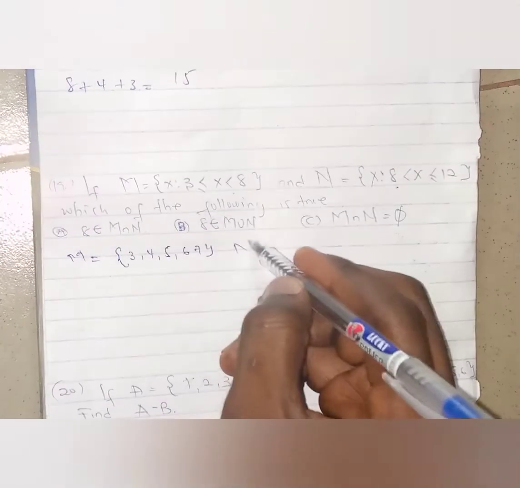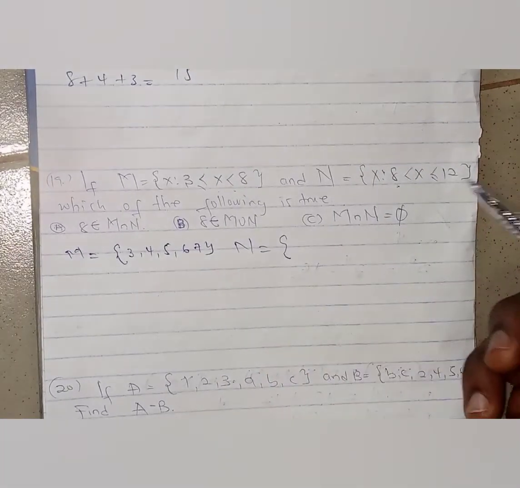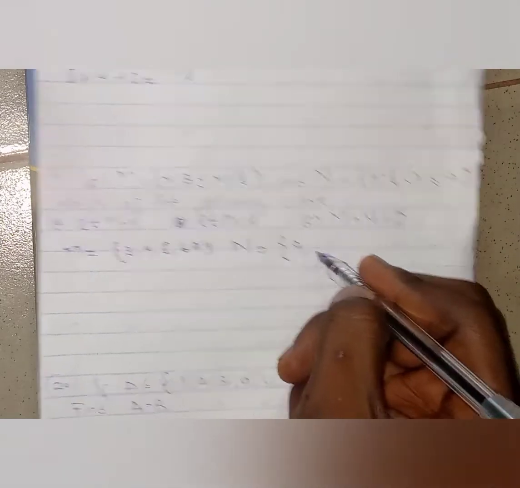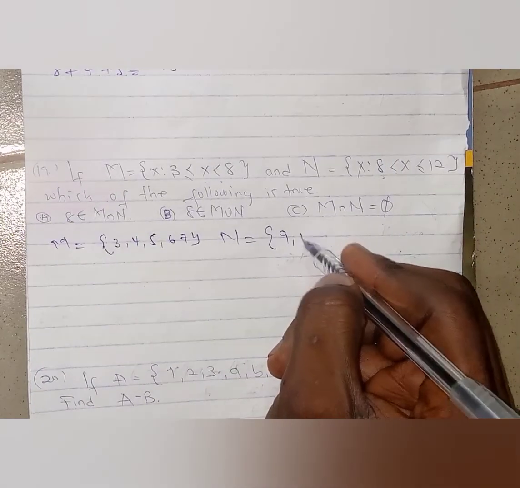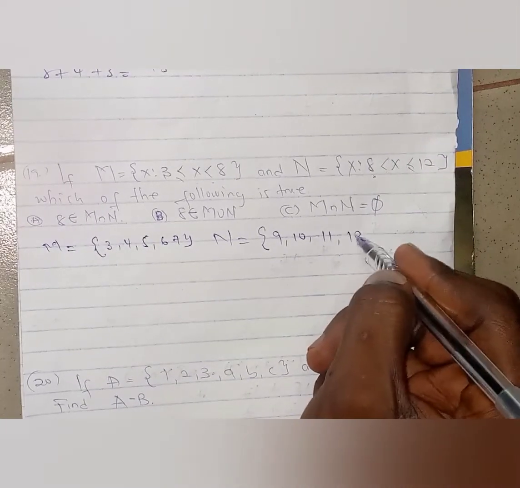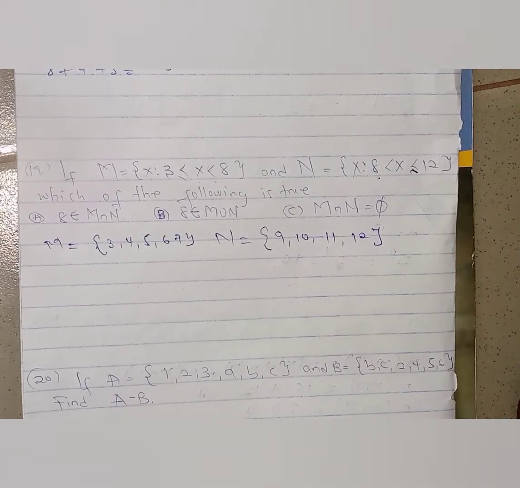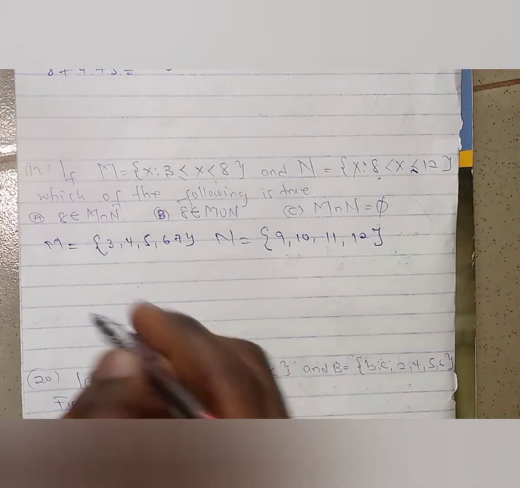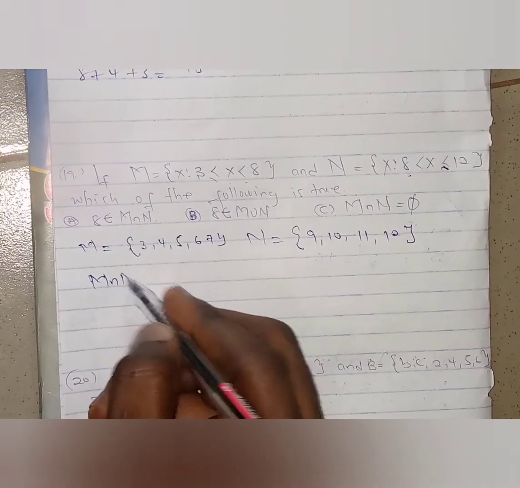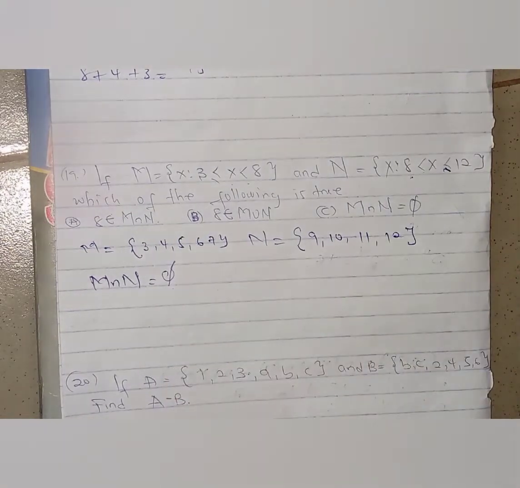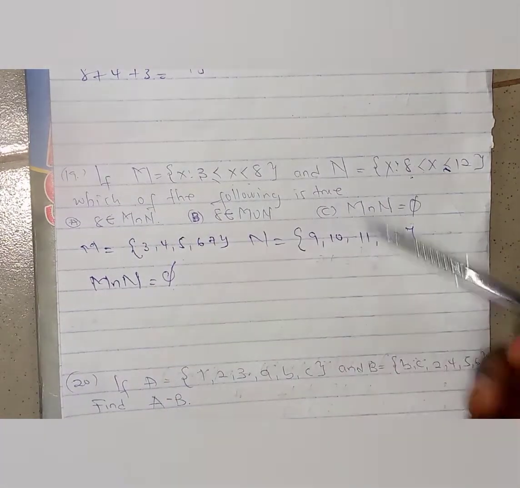So for set N, from 9 up to 12: 9, 10, 11, and 12. 12 is included because of the sign, the line beneath it. So which of the following is true? Let's try M intersection N first. M intersection N, no, there's no similarity at all between these.